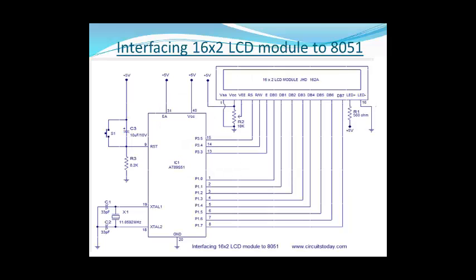This is a simple circuit diagram showing the interfacing of a 16x2 LCD module with 8051. The capacitor C3, resistor R3 and push button switch S1 form the reset circuitry. Ceramic capacitors C1, C2 and the crystal X1 are related to the clock circuitry. The pins P3.3, P3.4 and P3.5 are connected to the enable, read write and register select of the LCD, and through this route the control signals are transferred to the LCD module.